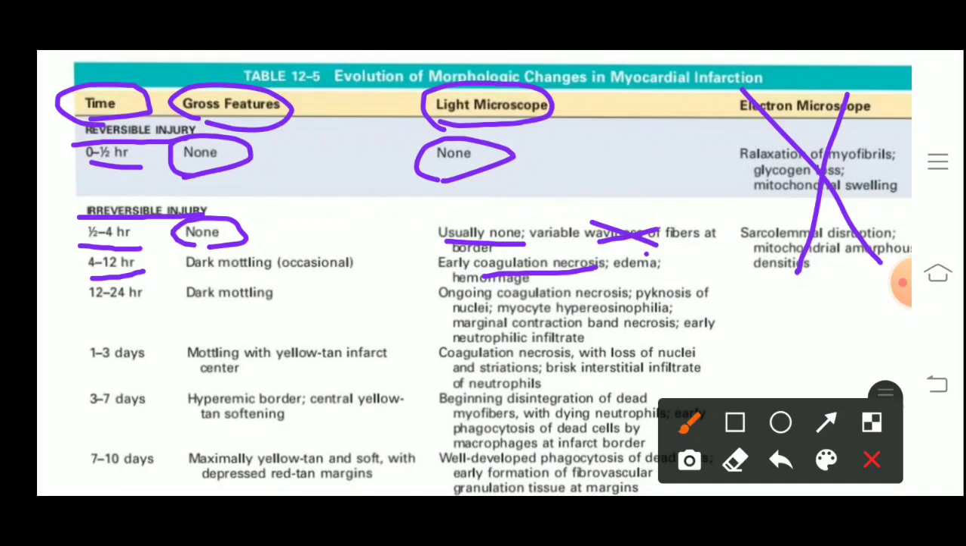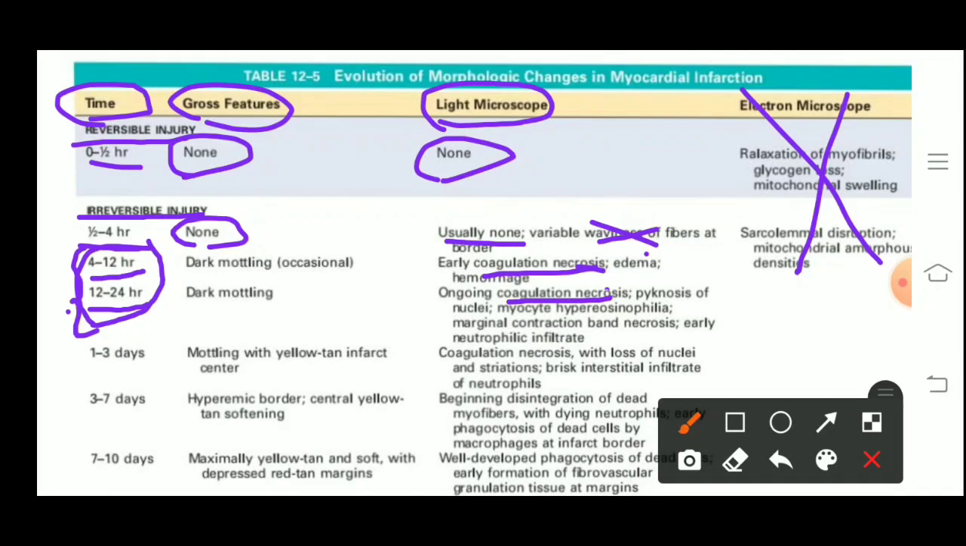Okay, so this is a heart. Here we will develop coagulation necrosis, obviously. Edema and hemorrhage are associated features. No need to know about that. Just keep it in mind, early coagulation necrosis occurs. And following this, 12 to 24 hours, you can see here, coagulation necrosis also occurs. That is the main point here also. So keep it in mind, 4 to 12 and 12 to 24 hours. That means from here to here together, consider it as 1 day. From 4 hours to 24 hours, within 1 day, you will develop coagulation necrosis.